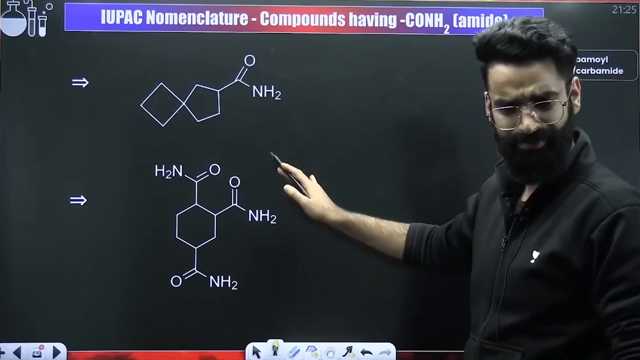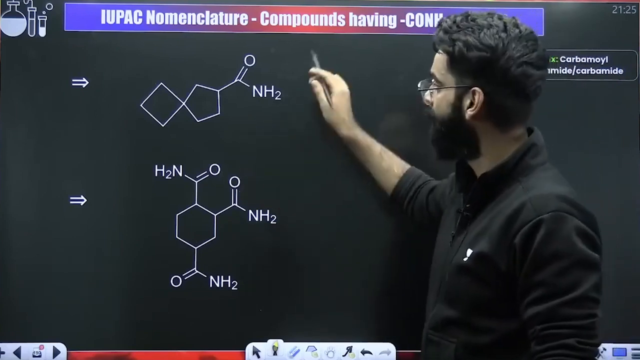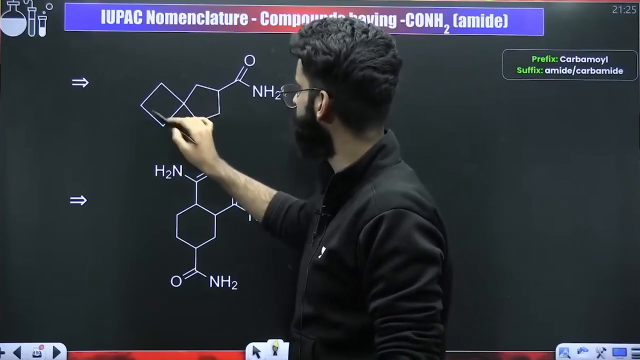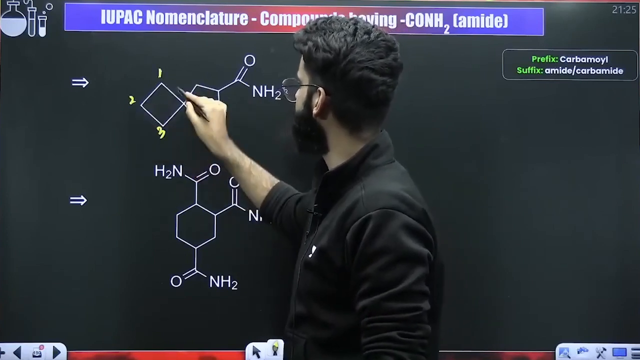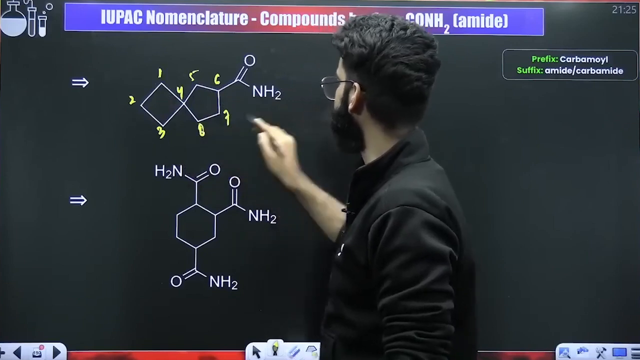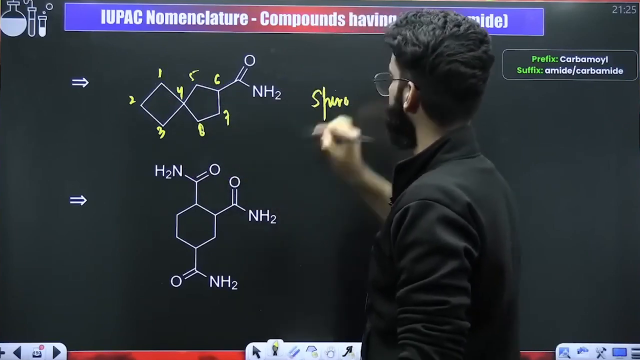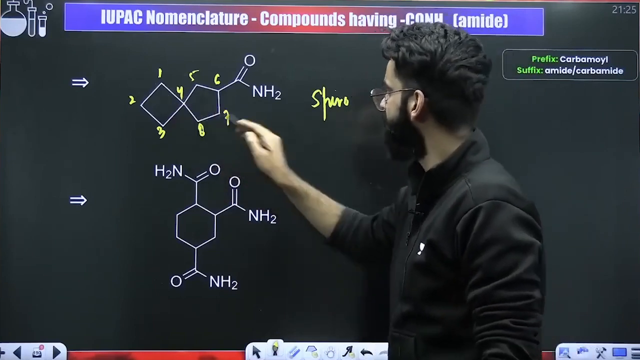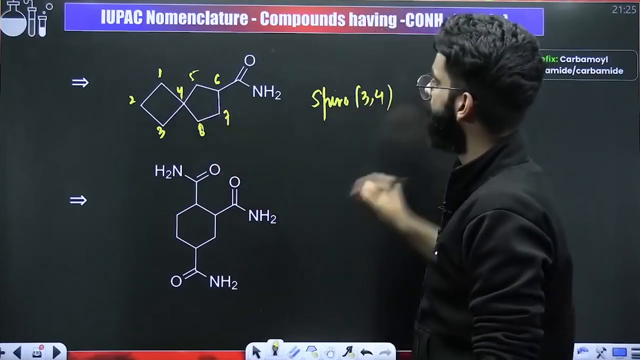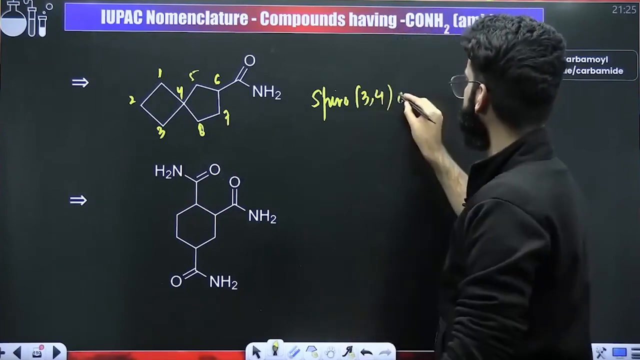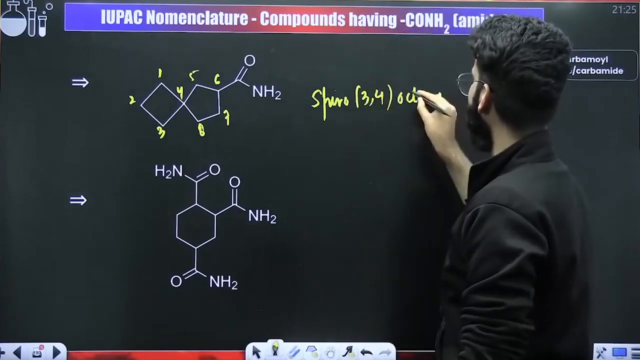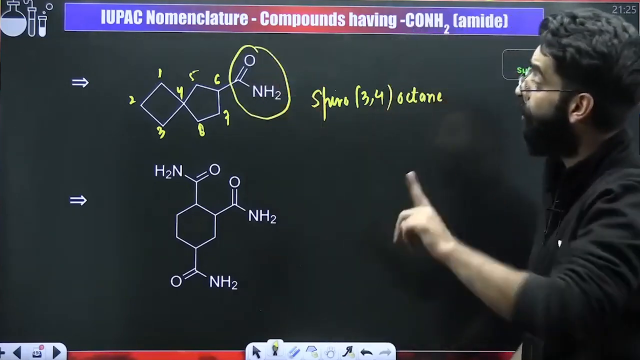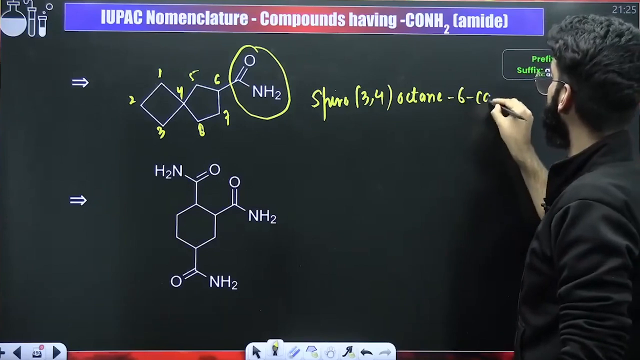This is a spiro one, right? Can be done. Start with the lower size: 1, 2, 1, 2, 3, 4. Following this, this is 1, 2, 3, 4, 5, 6, 7, 8. Use the term spiro first. Then the lower sized ring contains 3 atoms, this is 4, so 3, 4. Now 8 carbon atoms, so it's oct. Everywhere it's a single bond, so ane, octane. At carbon number 6, there is a functional group, and the carbon of the functional group is not part of the main chain. So at 6, it is going to be carbamide.